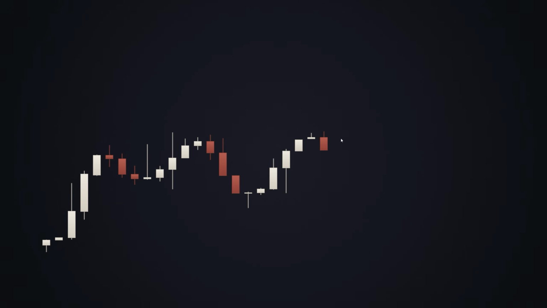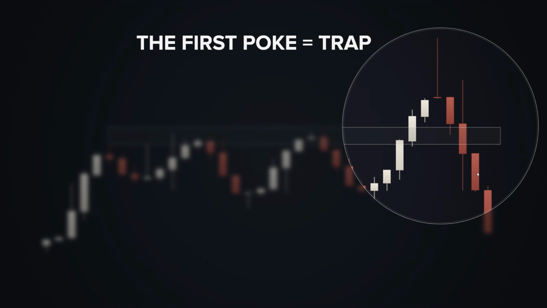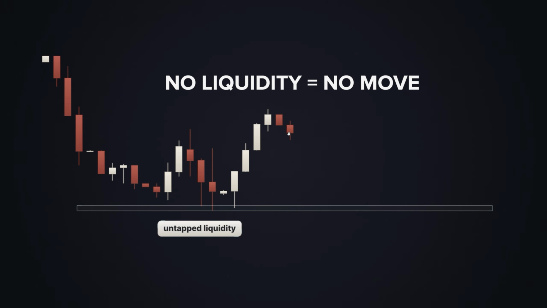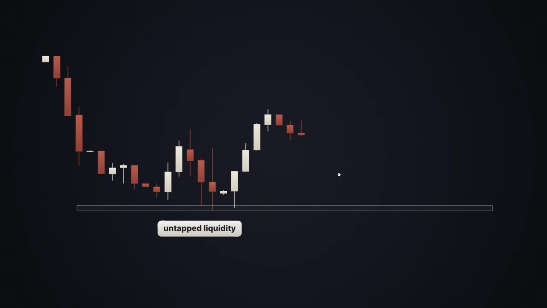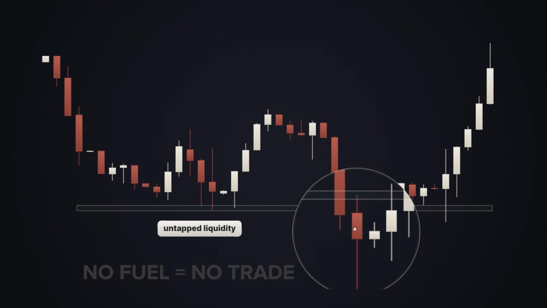This is not a theory. This is psychology made visible. The textbook says, buy the breakout above equal highs. The chart says those equal highs are a magnet for stops, and the first poke is always a trap. If there is no untapped liquidity nearby, there is no reason for price to move. If I do not see equal highs or obvious swing points within reach, there is no fuel. No fuel means no trade.